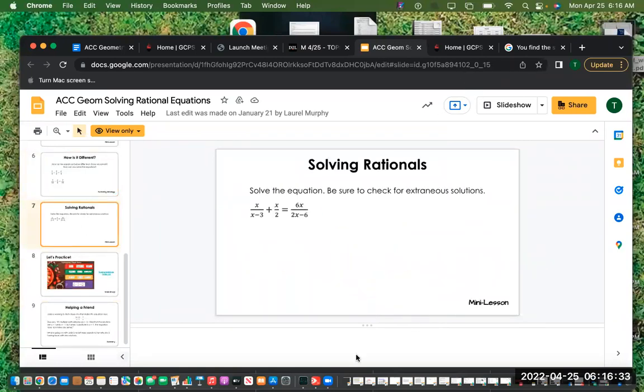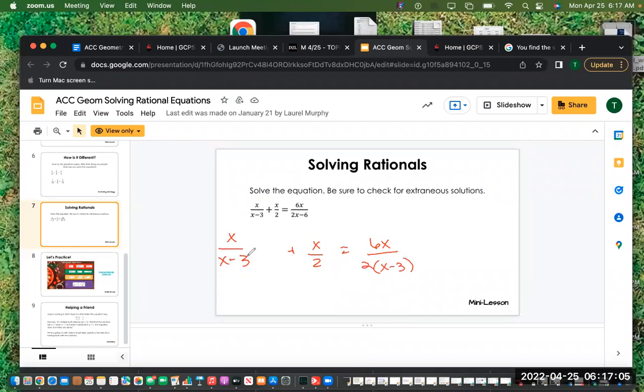So here's a new one. All of the denominators are different, okay? So if all of the denominators are different, then what I'm going to do is multiply by the thing they're missing. Remember how I said to factor the denominators? So I've got x over x minus 3 plus x over 2 equals 6 times x over, and I can take a 2 out from here, and that's giving me 2 times x minus 3.